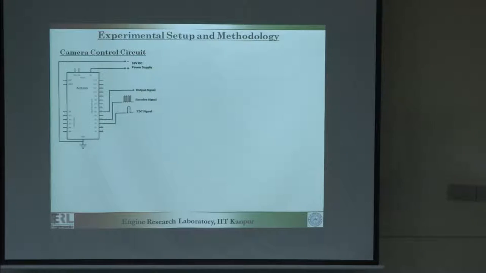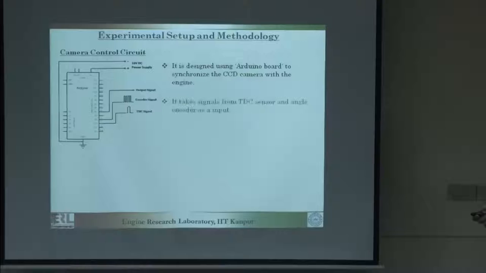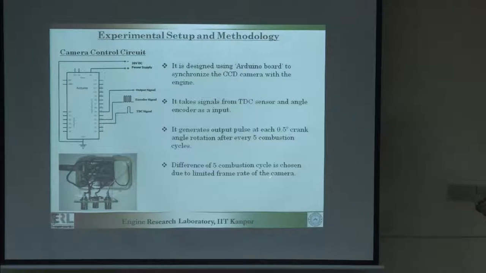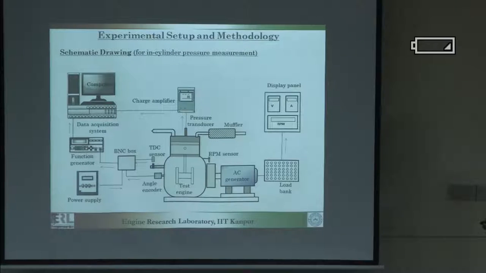It cost us maybe 30,000 euro, but then we had to make a lot of control circuits, and we had to write our own software. We could do that and things worked. So as I mentioned, the skip firing, the five cycles skip. And this is the schematic for in-cylinder pressure measurement. We have the pressure transducer here going to the charge amplifier, then to the data acquisition system.